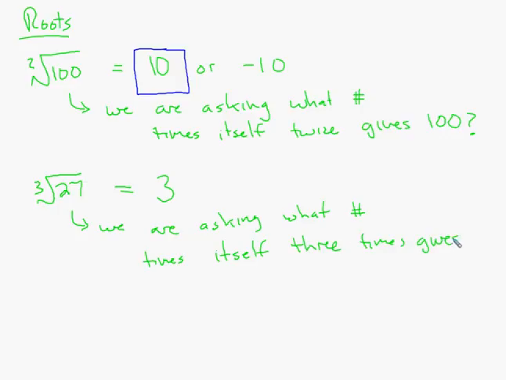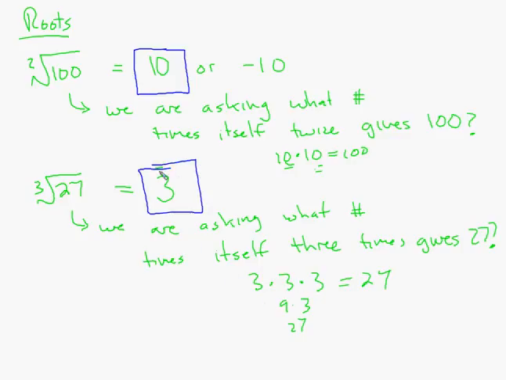gives 27. And we see, like up here, 10 times 10 is 100. Okay, I multiplied 10 times itself twice. 3 times 3 times 3 is 27. 9 times 3, 27. Okay, so what's my answer? The 3 is the answer, because 3 times itself 3 times is 27.